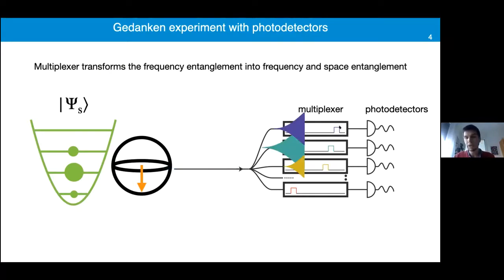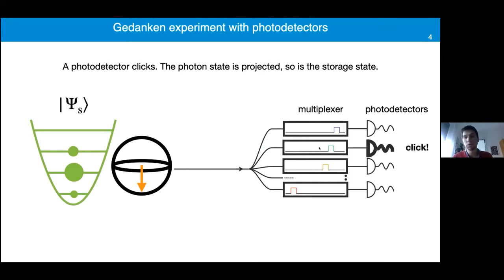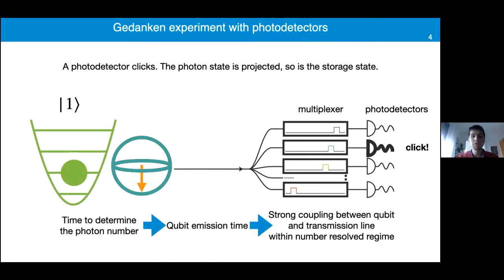The photon will propagate up to the multiplexer, which will transform the frequency entanglement into frequency and space entanglement. At the end, it arrives on the array of photodetectors. Only one of those photodetectors will click, and this measurement will be followed by the projection of the storage state on the Fock state which corresponds to the frequency of that photodetector. In this case, the time to determine the number of photons is given by the time the qubit needs to emit a photon in the transmission line.